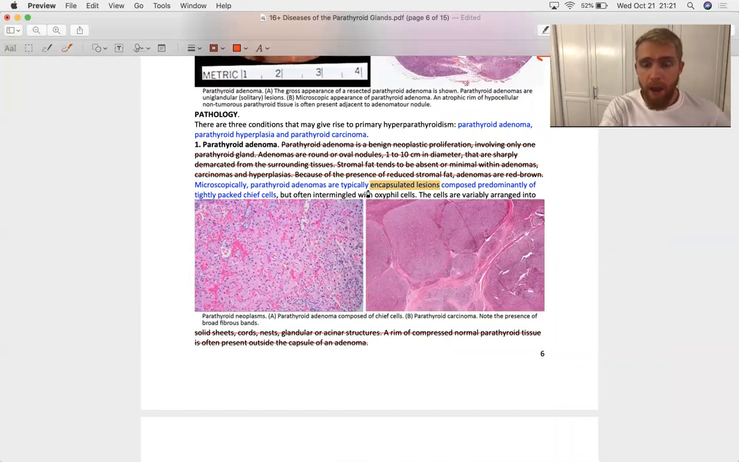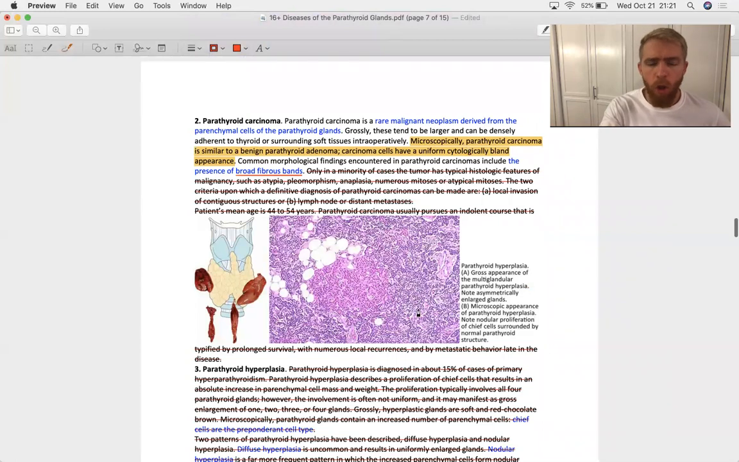Adenoma is benign and non-invasive, thus it's encapsulated. We've got a carcinoma, which really does not look that different from adenomas histologically, so we don't care about what it looks like here. You might see some broad fibrous bands. I would love for her to throw that in the question.